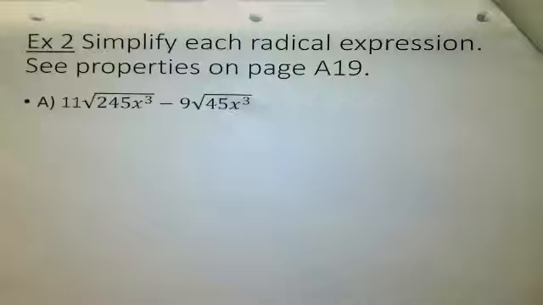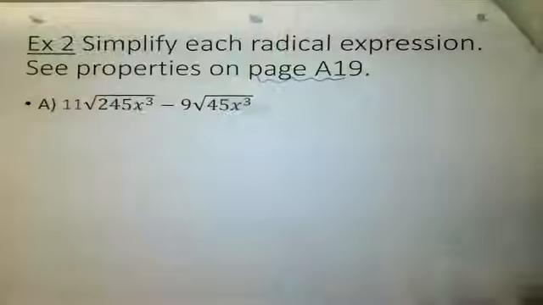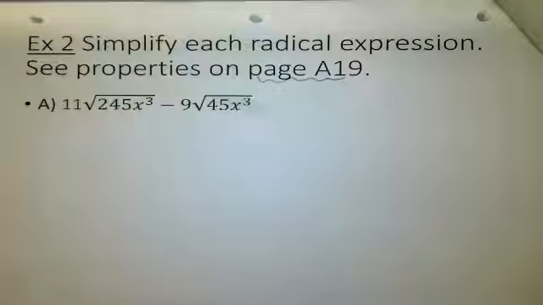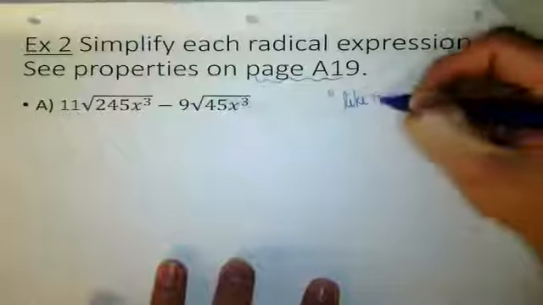Example 2. Simplify each radical expression. You do have more properties on page A19. If you want to take a picture of those, that's always a good plan, or just look at them. You probably know most of those properties, but we want to simplify these radical expressions. You'll notice that we are not multiplying or dividing. We are adding and subtracting. And if we're going to add and subtract, then they must be like radicals.